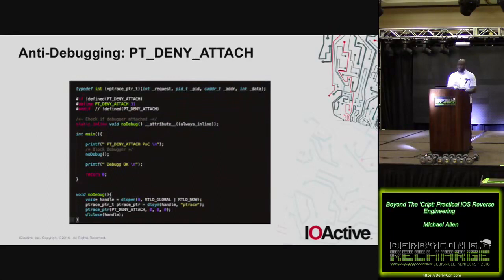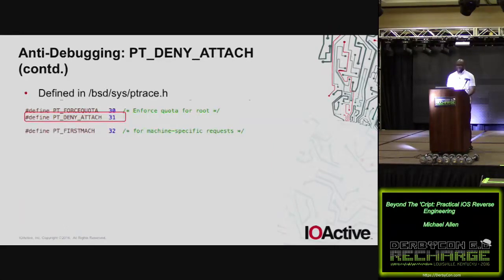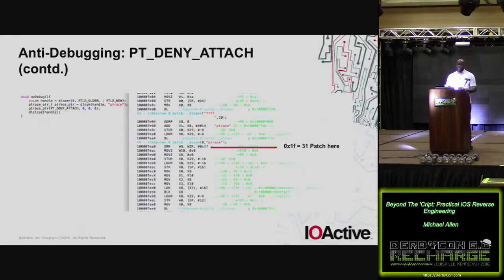Deny attach prevents you from attaching to the process. Deny attach, of course, is defined in sys/ptrace.h as 31. In this instance, again using JTool, I put the actual function in the disassembly. We see our call to dlopen, and we see the call to dlsym. So basically we have a one-to-one mapping of what's going on. Then we see an OR operation against W9 with the value of 1F, converting 1F to decimal, 31, the PT_DENY_ATTACH value. And so all we need to do is patch that, and you're done.